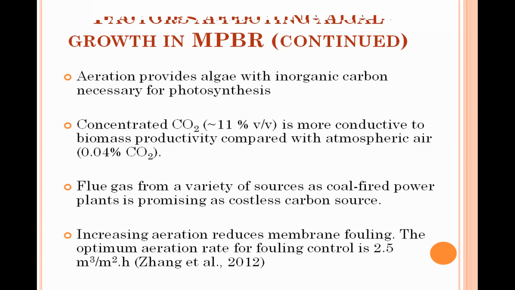Concentrated carbon dioxide, about 11% volume per volume, is more conducive to biomass productivity compared to atmospheric air containing 0.04% carbon dioxide. Flue gas is preferred for its cheap price. Increasing the aeration reduces membrane fouling, and the optimum is 2.5 meter cube per meter square hour.